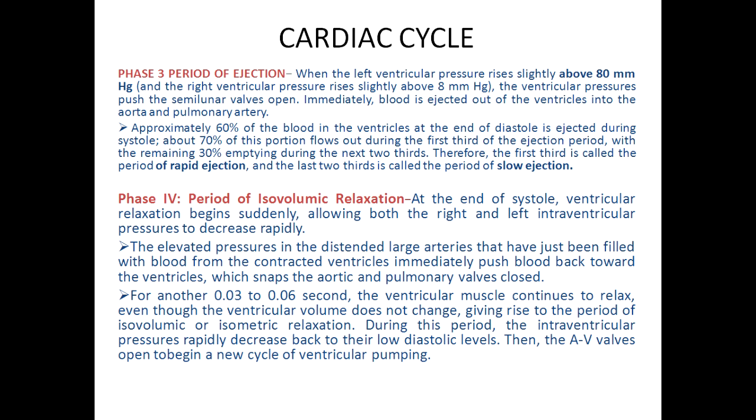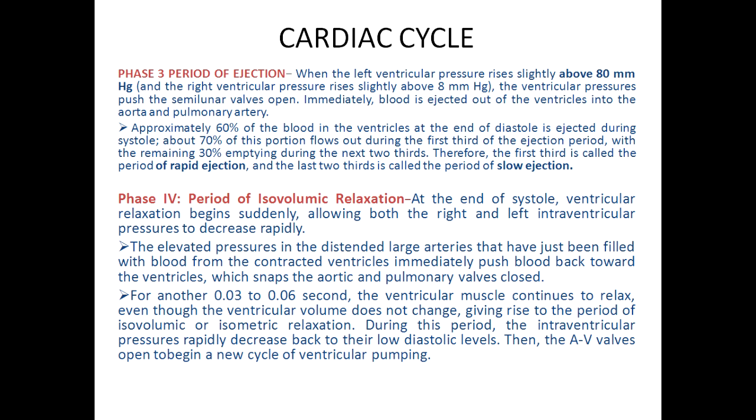During this period, the intraventricular pressure rapidly decreases back to the lower diastolic levels. Then what will happen? Once the intraventricular pressure decreases still more, the AV valves, tricuspid and mitral valves, will open again. The blood from the diastole rushes into the ventricle. Again the new cycle of the cardiac cycle will begin. This is a continuous cycle. This is how the cardiac cycle is occurring in our body. Understand?